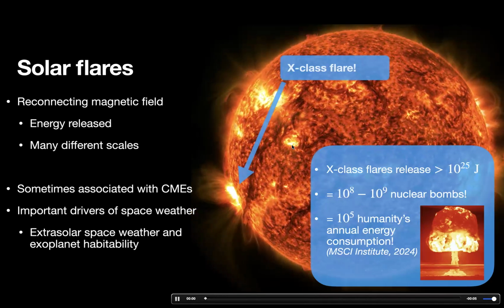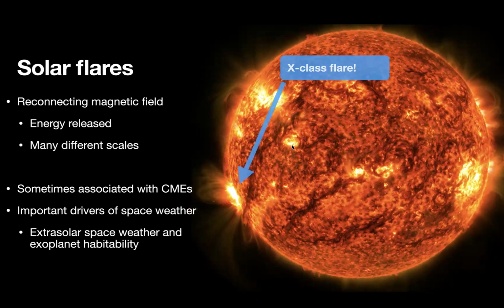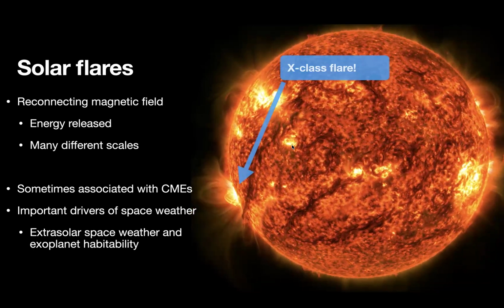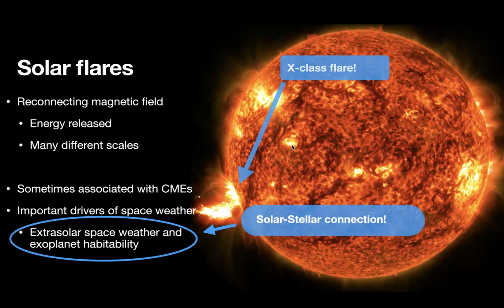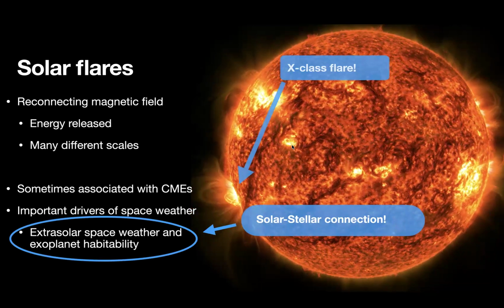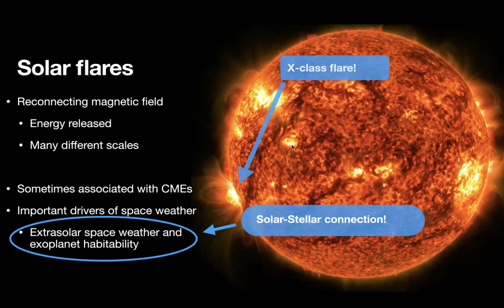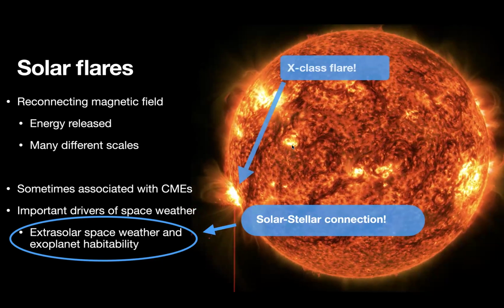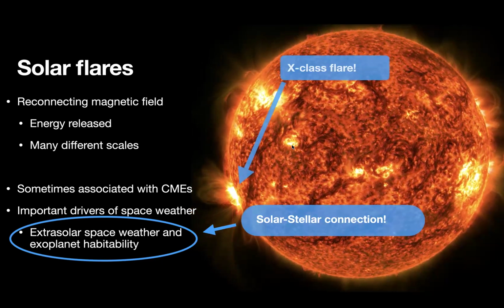So understanding these phenomena is important for space weather reasons, but it is also important to study solar flares for other stars, as flares are also observed on other stars, sometimes much more powerful than the flares that we observe on the sun. So understanding solar flares is also important for studying extrasolar space weather and in connection to exoplanet habitability, and that's the solar-stellar connection, which was identified as the fifth major science case for AtLAST.